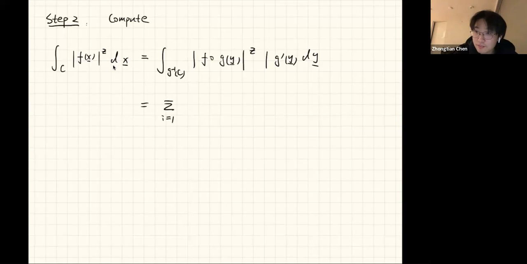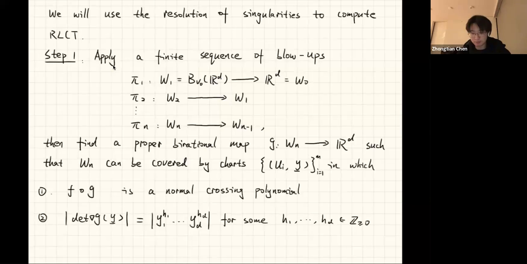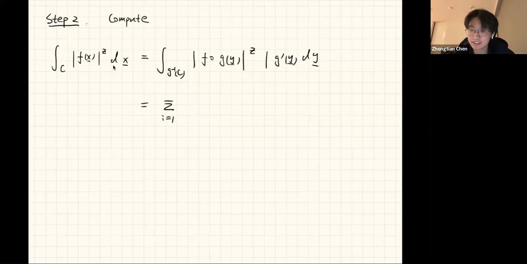Zhongtian, what does proper mean? Oh, proper means the pre-image of a compact set is compact. Proper is a relative way to talk about compactness. So really, every time you hear proper, just think compact. But some of the definitions are a little more subtle.